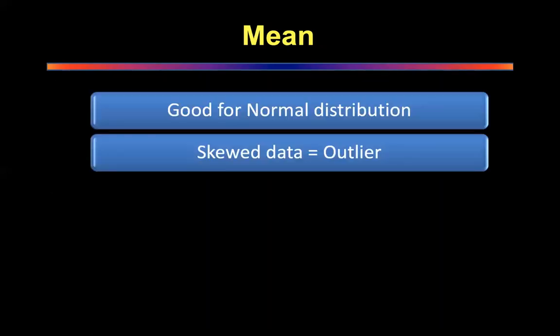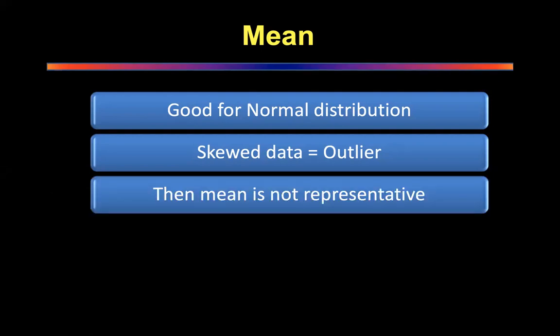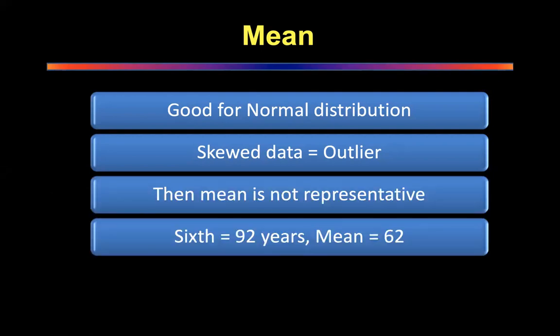It's good for normal distribution, but outliers completely screw the data, and I'll talk about it in a minute. So skewed data is not good for mean. Then the mean is not representative.